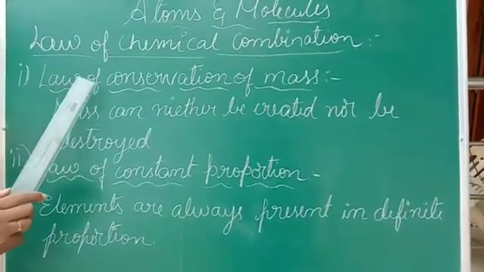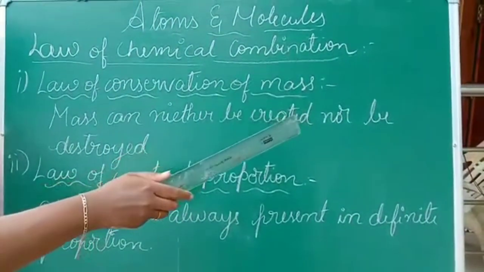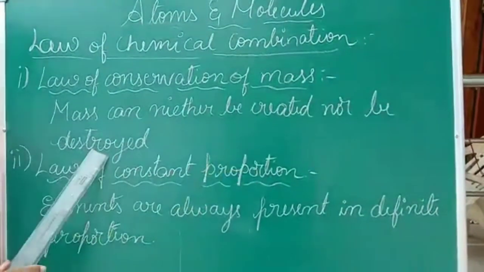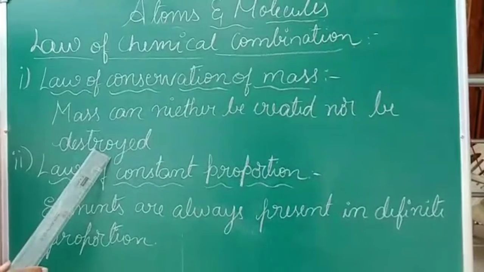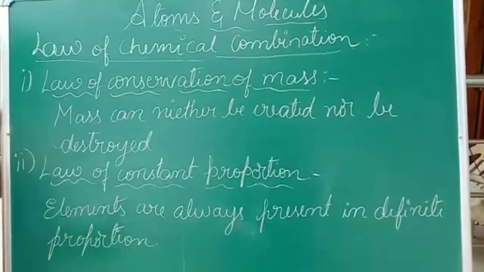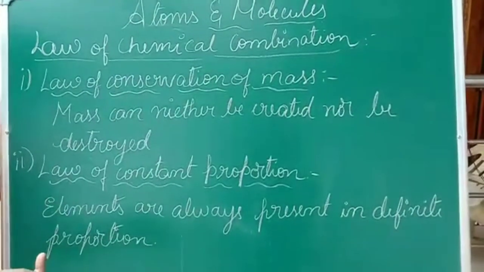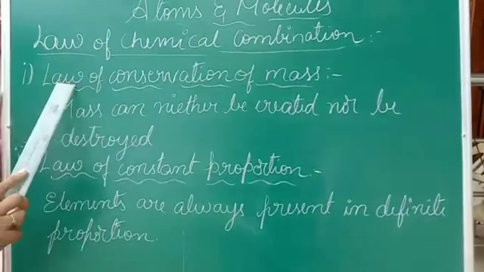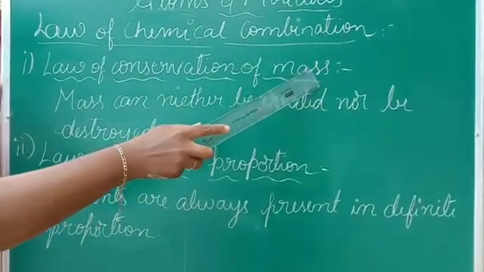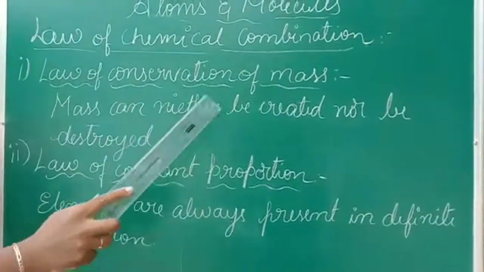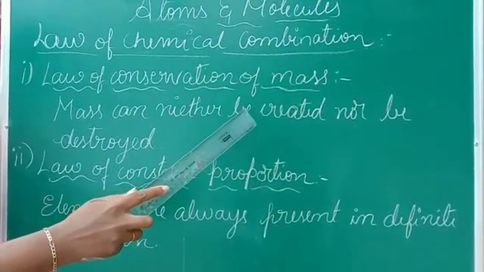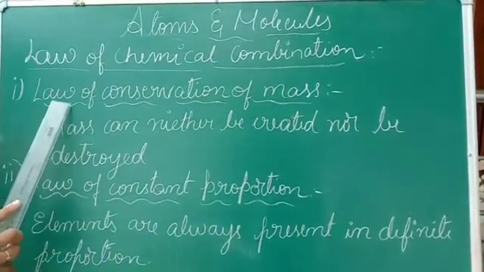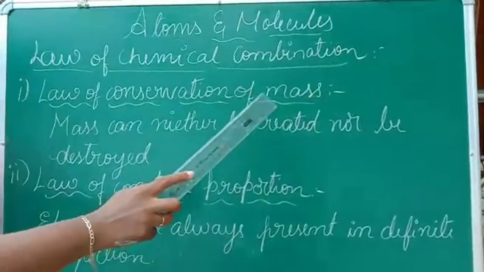The first, the law of conservation of mass, states that mass can neither be created nor be destroyed. This is a very familiar law for you. For any substance, we cannot create that mass, and similarly we cannot destroy that mass either. So the law of conservation of mass states that mass can neither be created nor destroyed.